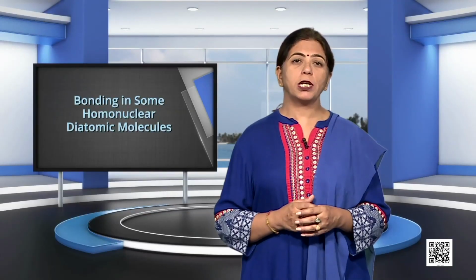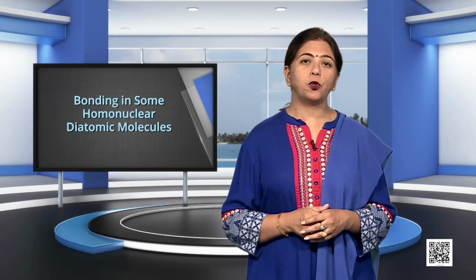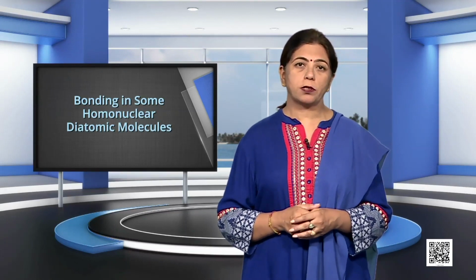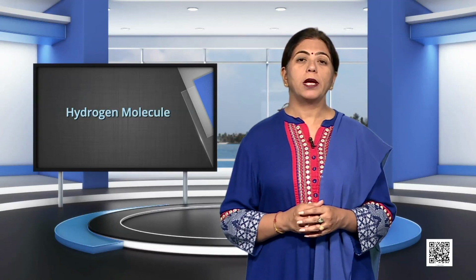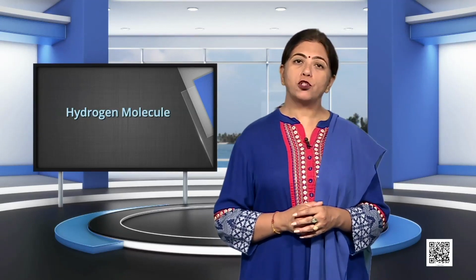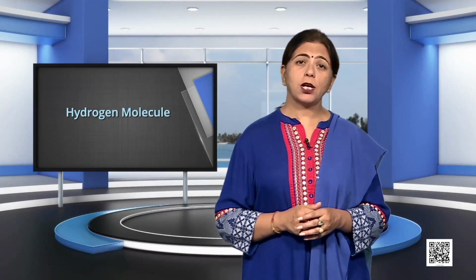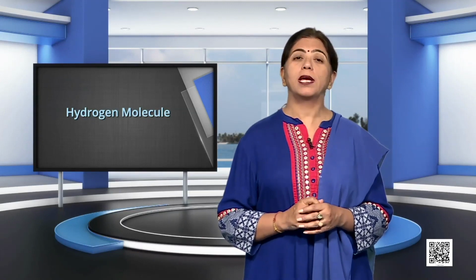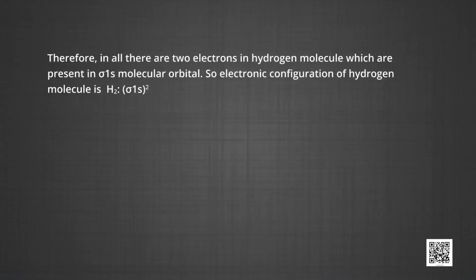Bonding in some homonuclear diatomic molecules. In this section, we shall discuss bonding in some homonuclear diatomic molecules. Hydrogen molecule. It is formed by the combination of two hydrogen atoms. Each hydrogen atom has one electron in the 1s orbital. Therefore, in all, there are two electrons in the hydrogen molecule, which are present in the sigma 1s molecular orbital. So, the electronic configuration of the hydrogen molecule is sigma 1s2.